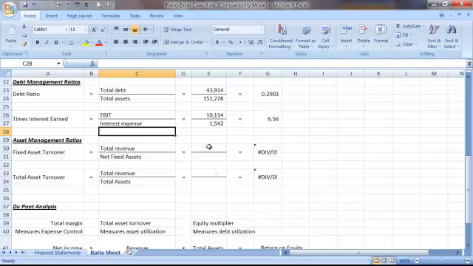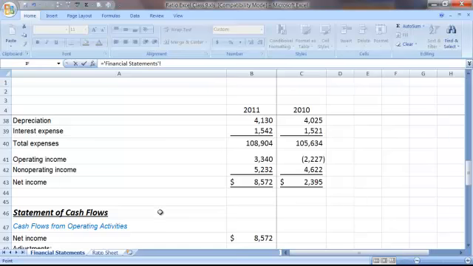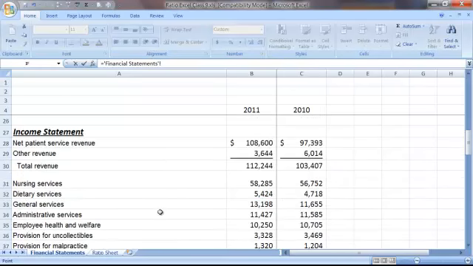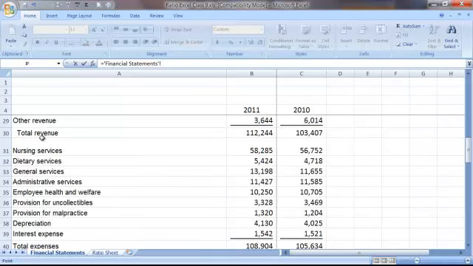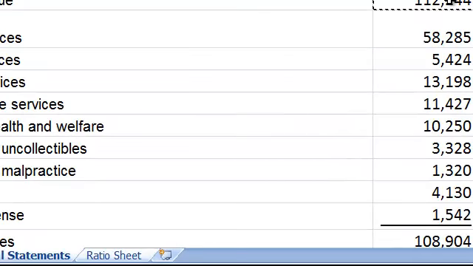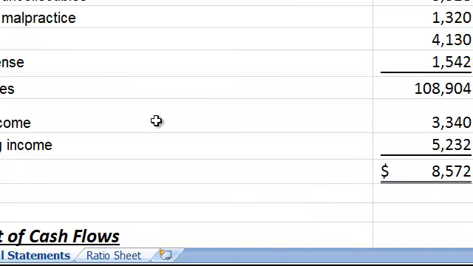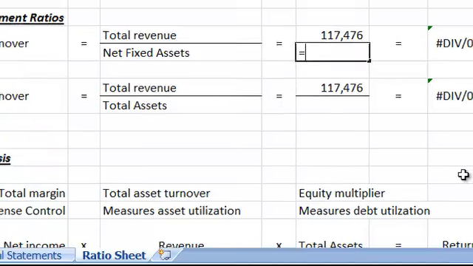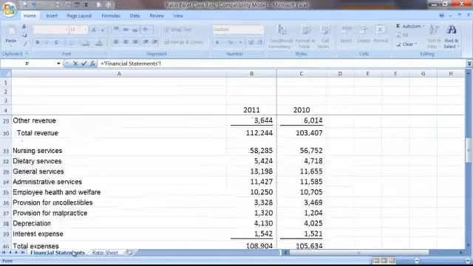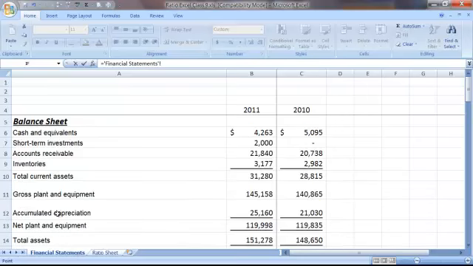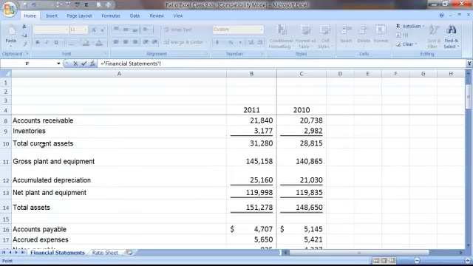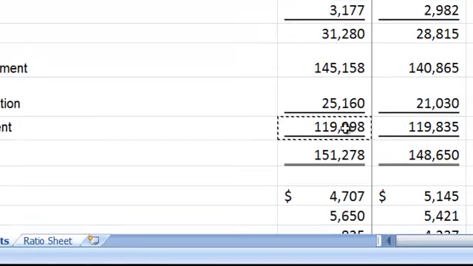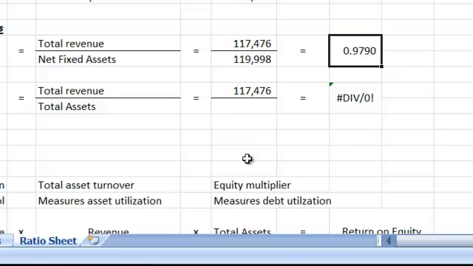Okay. Total revenue. Be back here on our income statement. And remember, total revenue in our case is the total revenue from operations and also the non-operating income. So put the numbers together. Total fixed assets would be on the balance sheet, right? And here we go. This is your gross plant equipment, your accumulated, and your net. So we're going to take the net number, put it in there, and there's your percent.